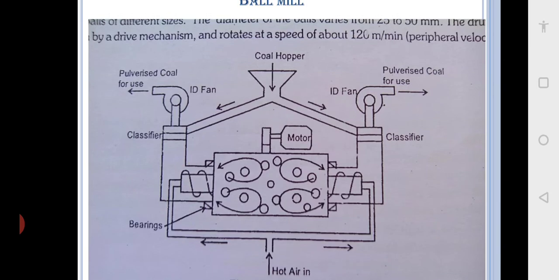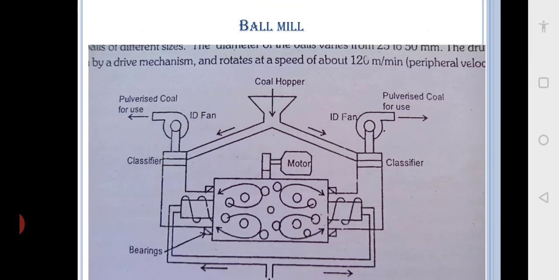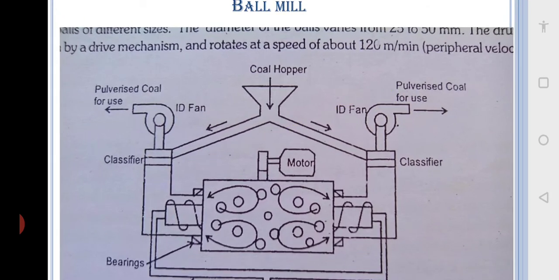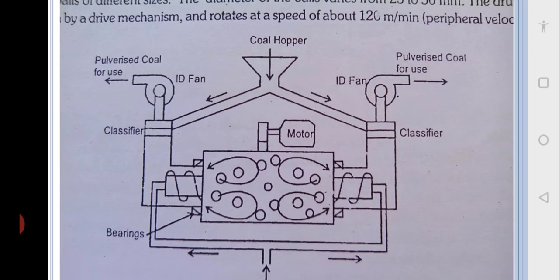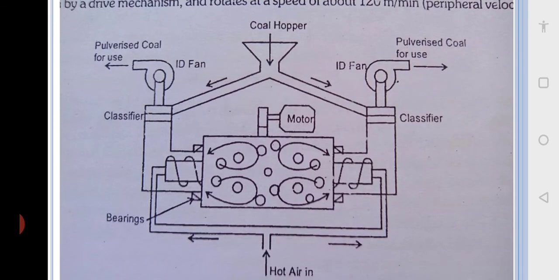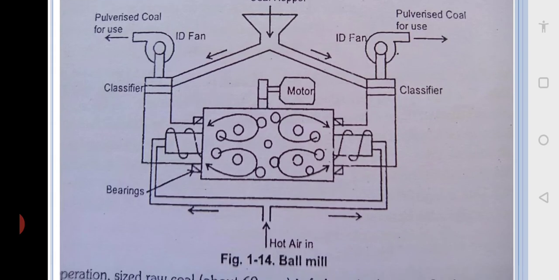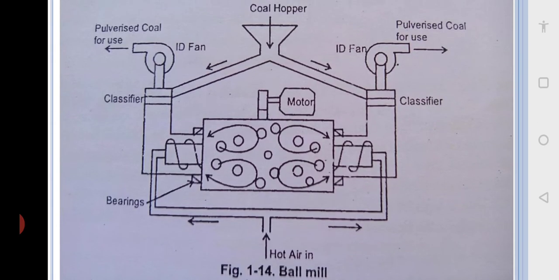We can see the figure again. This is the ball mill. So the coal hopper from the top you can see, and this is the barrel. The center one, the big one, is the barrel I was telling about, and it is rotated by using a motor. You can see at the top there is a motor, and the steel balls are there. The steel balls will move.